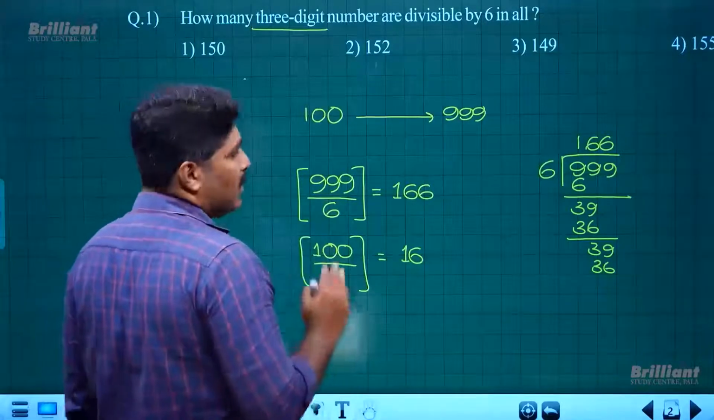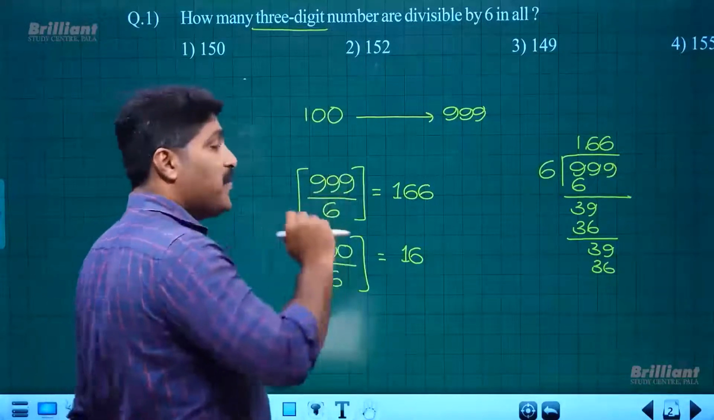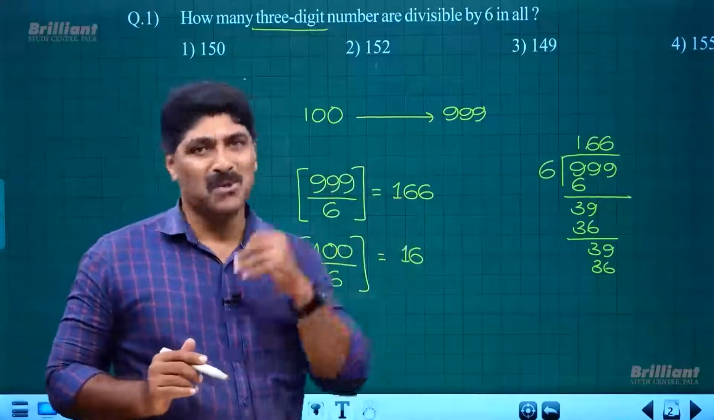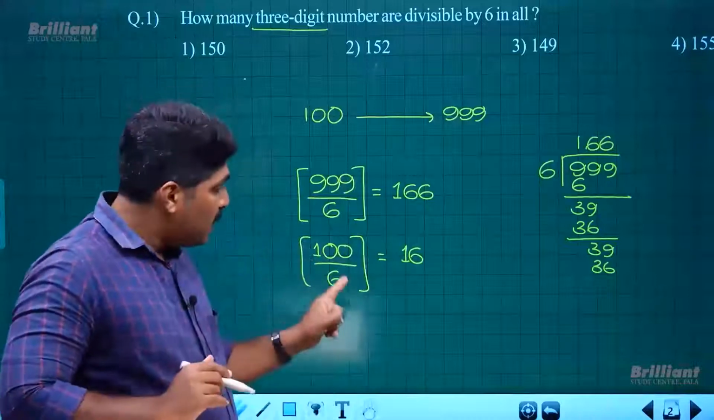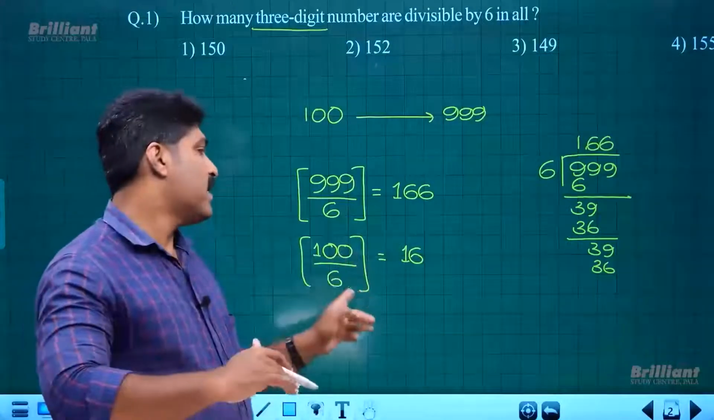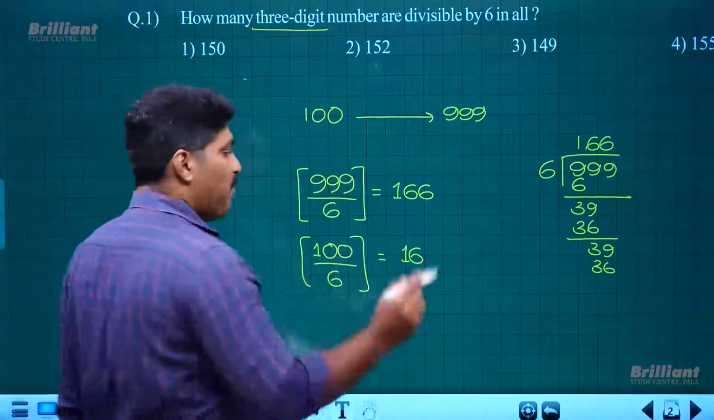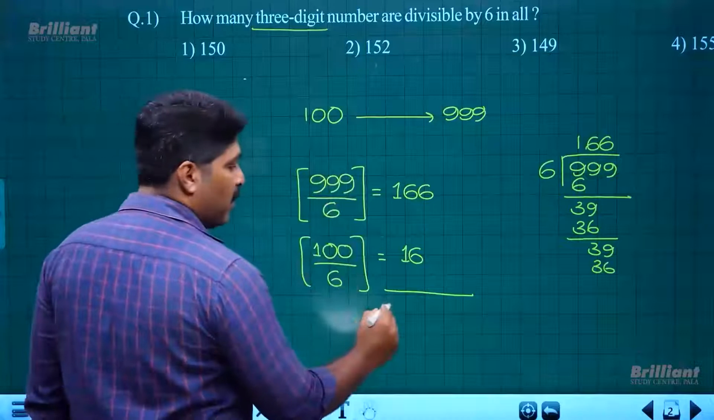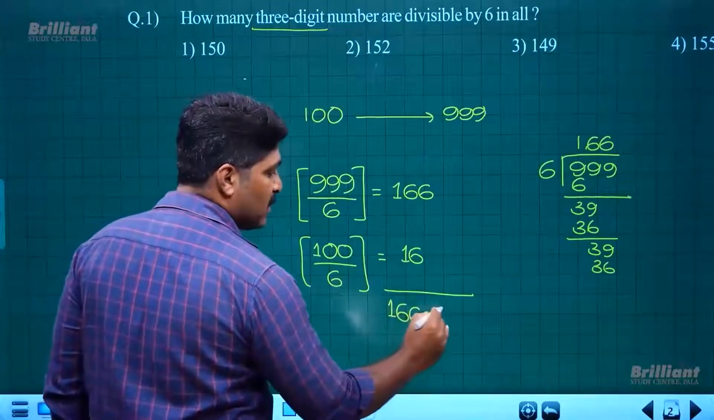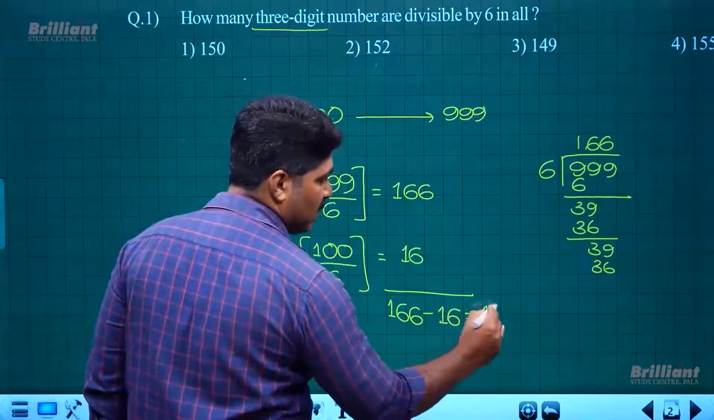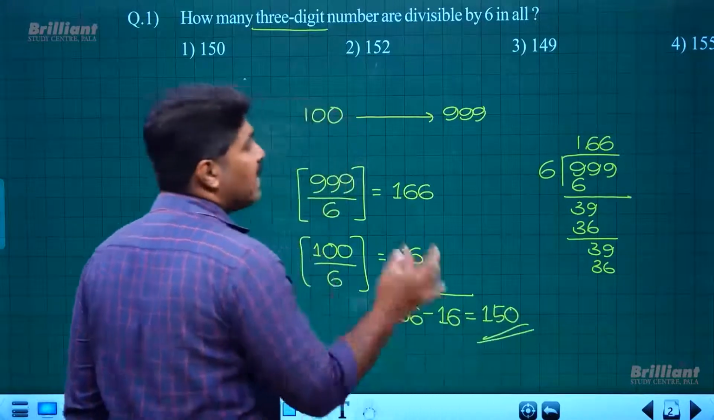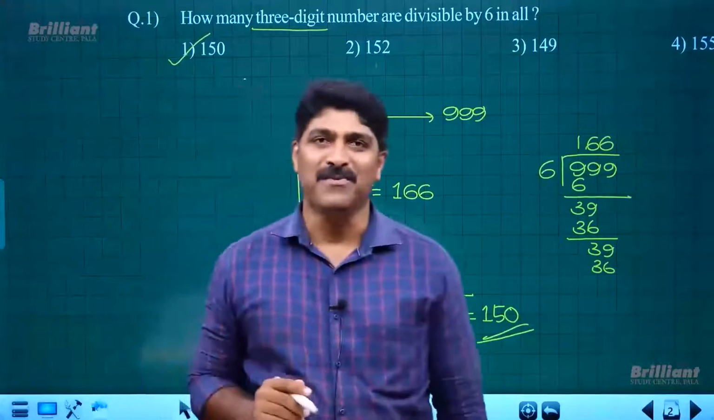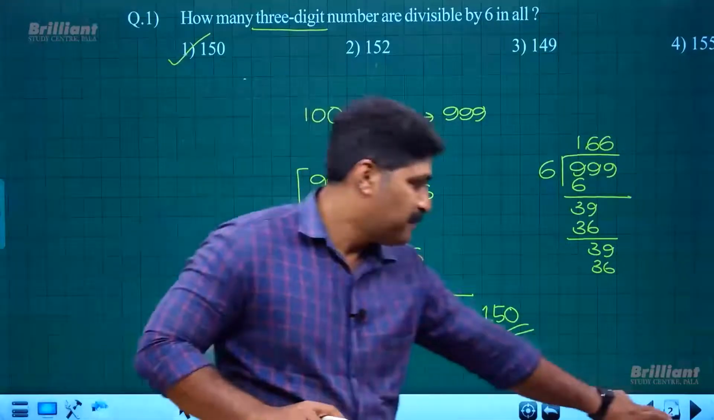So simple logic: in the first 999 numbers, there are 166 multiples of 6, but in the first 100 natural numbers, there are 16 such numbers. So for getting the resultant number, how many of them lie in between this range, you just subtract 16 from 166, that's equal to 150. So in this range there are 150 such numbers, and the answer is option 1. So that's a simple trick.